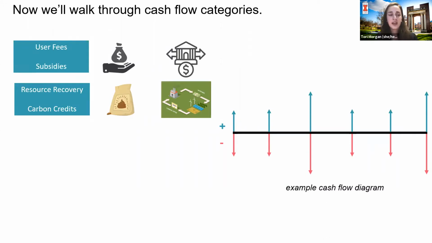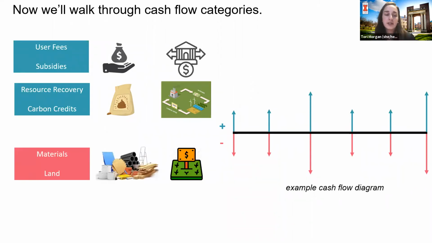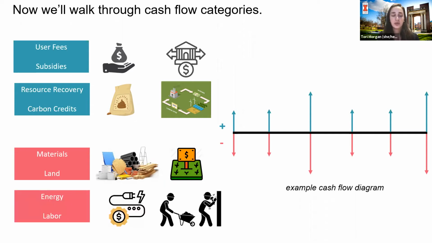And then for expenses and costs, you can think of all the capital costs that are incurred at the start of your project. This can be the materials you need to build, and this can also be the land that you need to buy for your project. That can vary depending on the location, like Hannah mentioned earlier. For land, if you're in an urban setting, it might be more expensive than if you're in a rural setting. Those are things that you'll want to account for in your cash flow diagram.